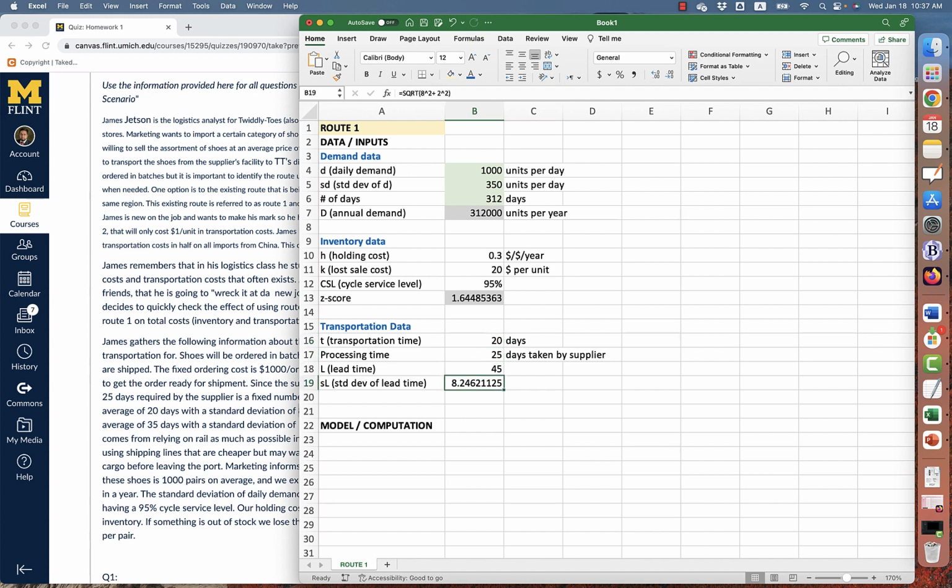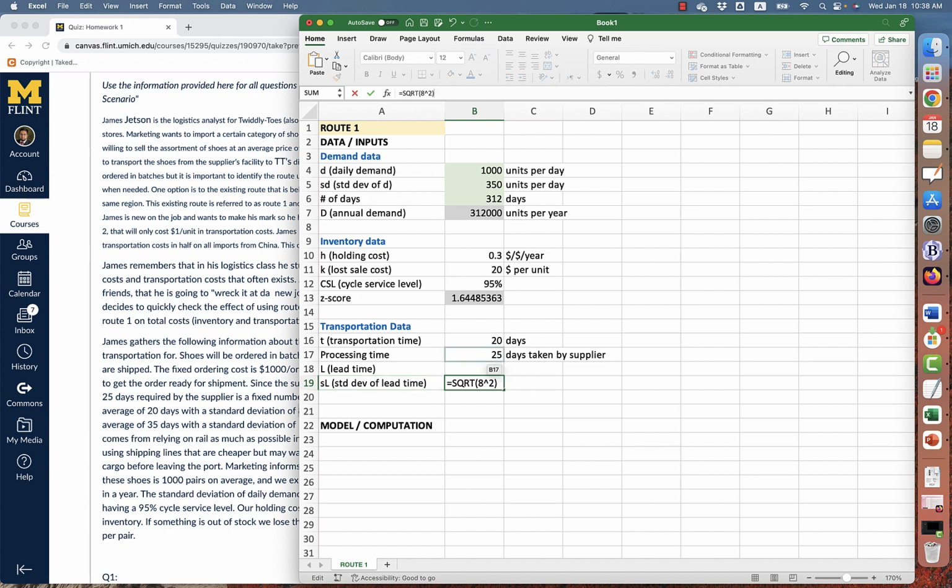But what's happening is that the processing time is fixed. It has no standard deviation, and so that just goes to 0. And so your standard deviation of lead time is simply the standard deviation of the transportation time, because this term just falls out, right? Because you add variances, you never add standard deviations. So you do 8 squared, which is the variance for the transportation time, plus the standard deviation of processing time squared, which is the variance for the processing time. You add the 2 variances together, you take a square root to get the standard deviation of the lead time.